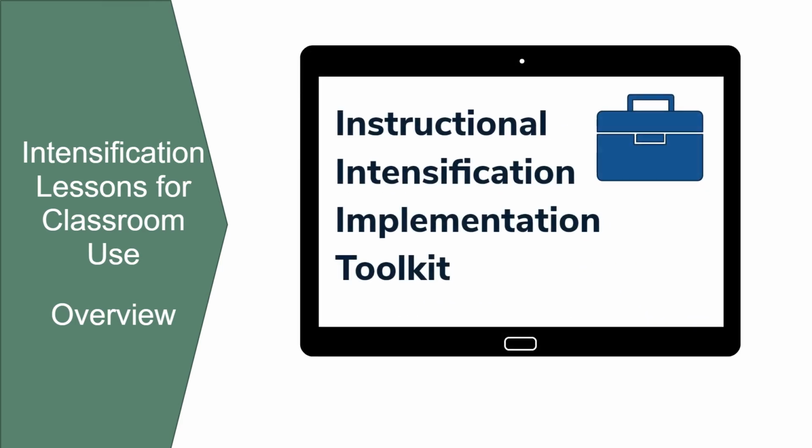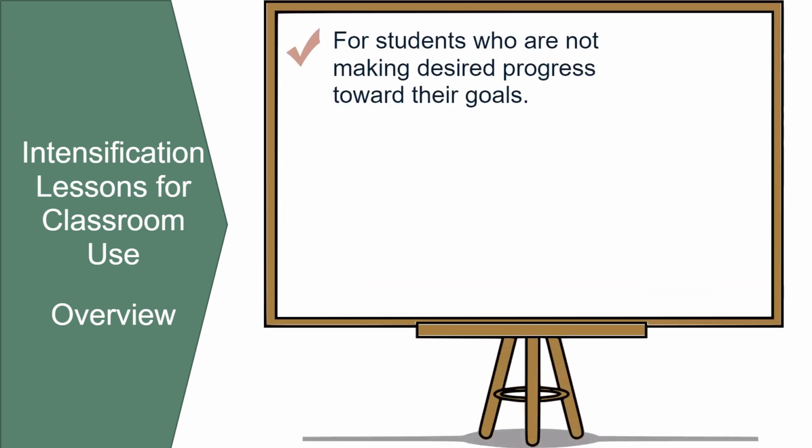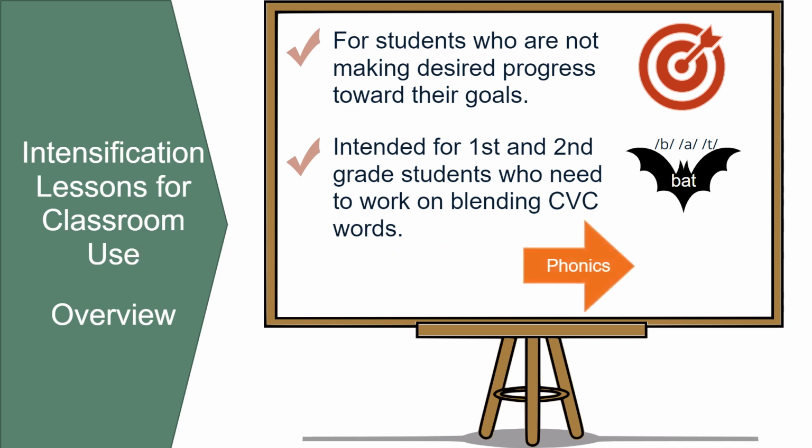These lessons are part of the Instructional Intensification Implementation Toolkit and provide materials for increasing the intensity of reading instruction and intervention for students who are not making desired progress towards their goals. The lessons are intended for first and second grade students who need intensive intervention in blending CVC words. This is a specific group who need instruction that is heavily focused on phonics and decoding.